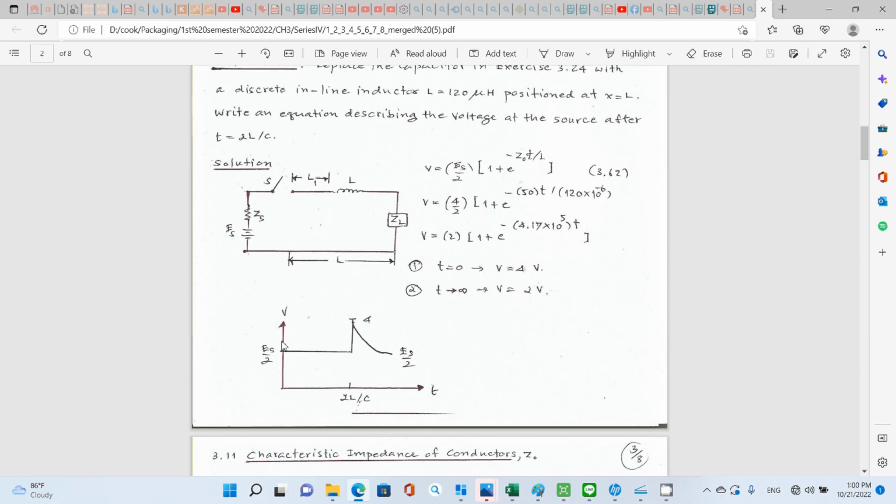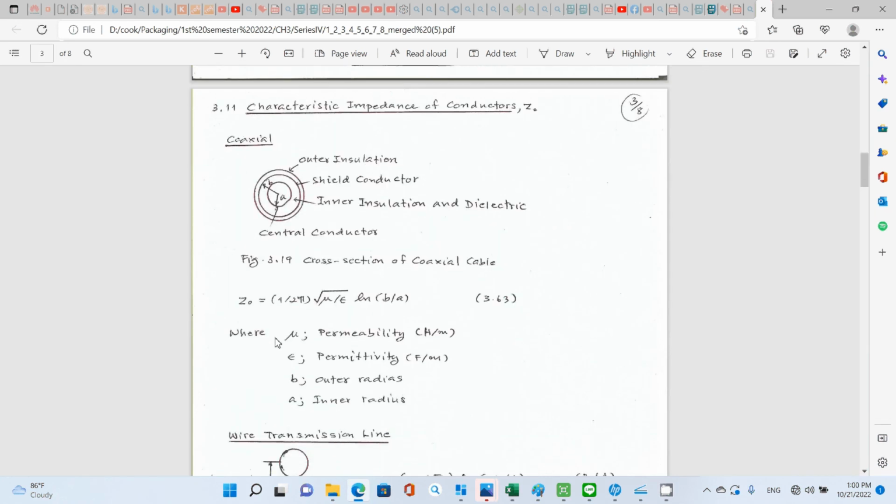Okay, that's our determination by using R, L, and C. Let's take a look at the new topic, 3.11, characteristic impedance of conductors, or Z0, for different types of transmission line. The first thing we are going to talk about is coaxial.